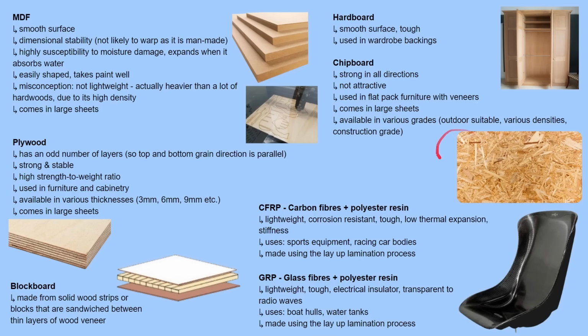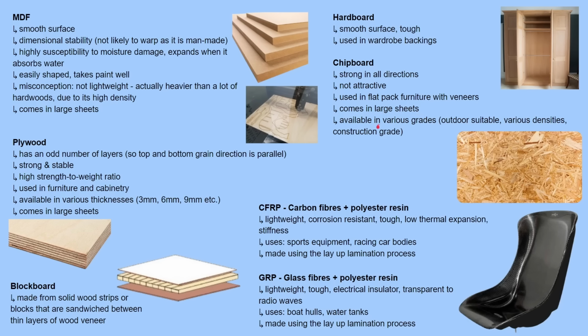Then chipboard is the sort of third most popular, or another manufactured board. It's strong in all directions. It's really strong. It's almost like MDF, but it's made in these chips, so larger chips. It looks like this. It's quite unattractive as such, but the manufacturing of it makes it really strong. It's not attractive at all. It's used in flat pack furniture with veneers. So a lot of IKEA furniture is made from chipboard or even particle board, which is another type of chipboard.